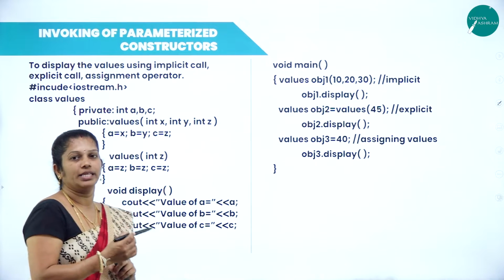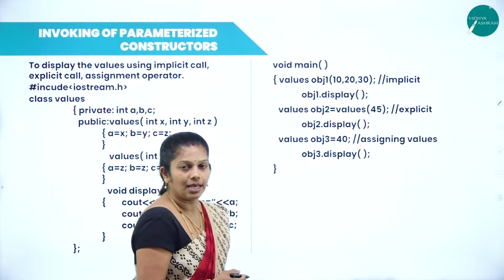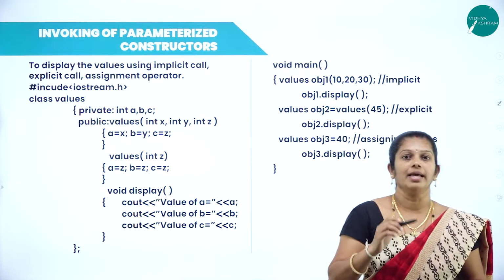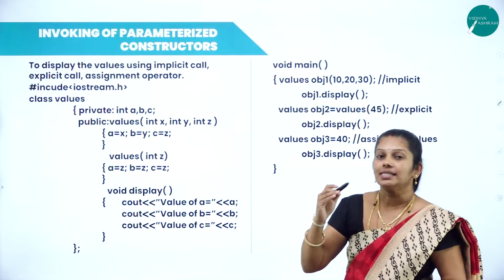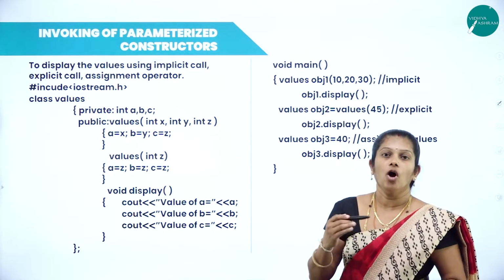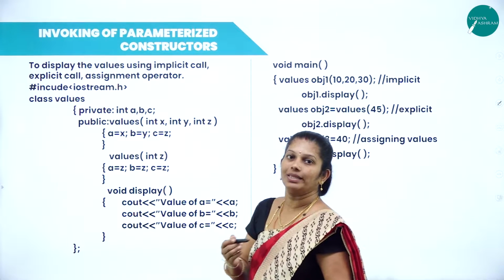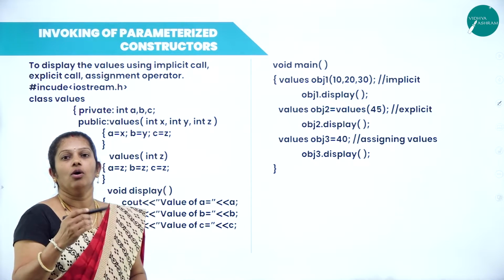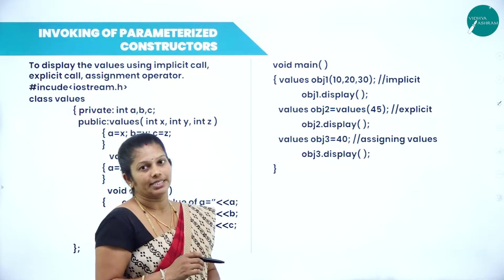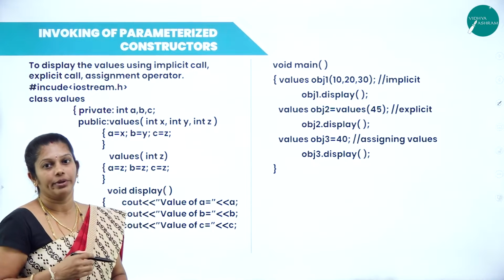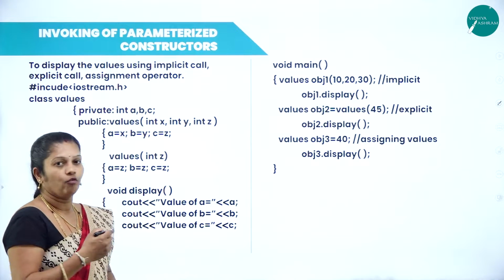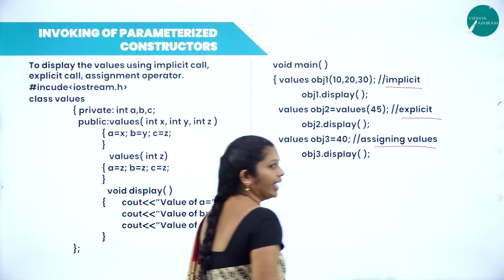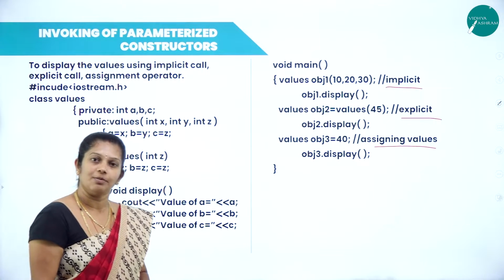Now we will explain this with an example program, because in the exam you may get the question: explain implicit call with a syntax and example program, or explain explicit call with an example program, or explain initialization at the time of declaration with assignment operator with an example program. That's why in the same program we have combined all three: implicit call, explicit call, as well as initialization at the time of declaration with assignment operator.